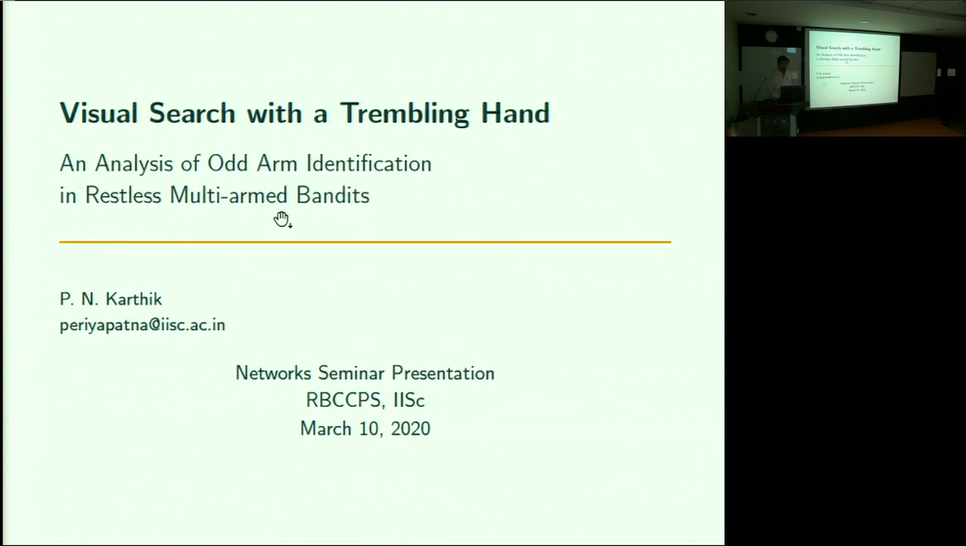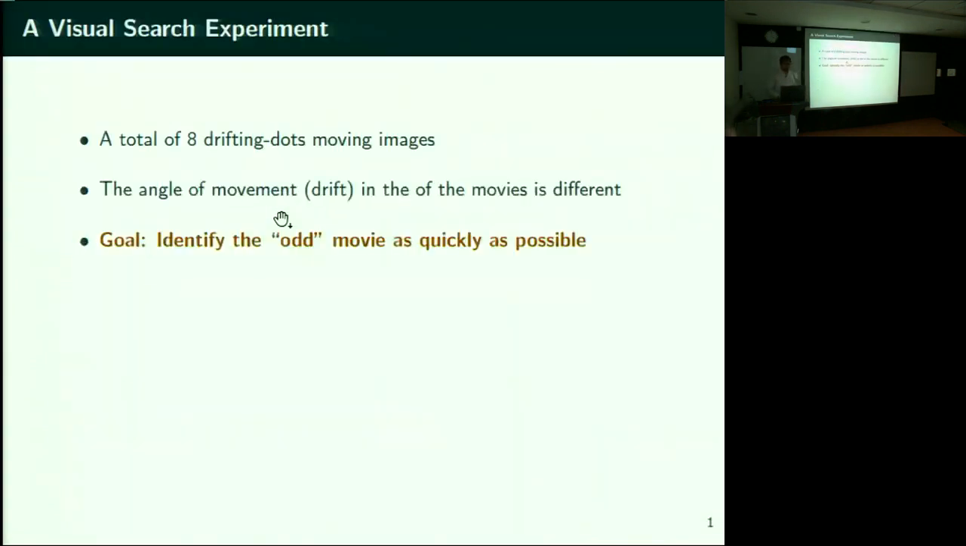This problem is motivated by a certain visual search experiment. I'm going to show you a small demo where you will try to identify a certain odd movie, so to say. In that demo, there will be a total of 8 drifting dots movies shown to you. The angle of drift in one of them is going to be different, and the angle of drift in all the others is going to be a certain different but common direction. Your goal is to identify where the movie with the different drift is. Okay, so let's do that.